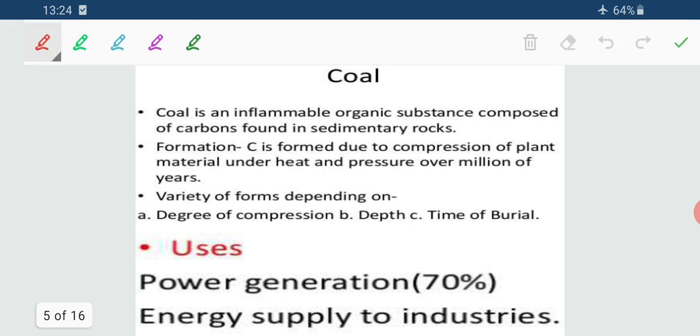Now we all know coal is an inflammable organic substance. Why are we using the word organic over here? Because it is formed due to the decomposition of the decayed part of the vegetation. So it is organic, and basically when it is a decomposed part and it is found in a stratification manner, that means it is a sedimentary rock and the coal is extracted out from the sedimentary rock.